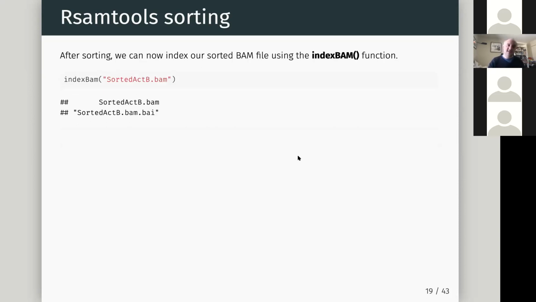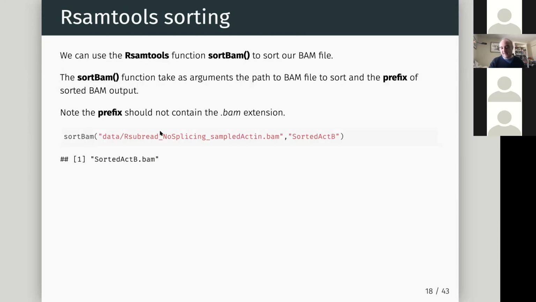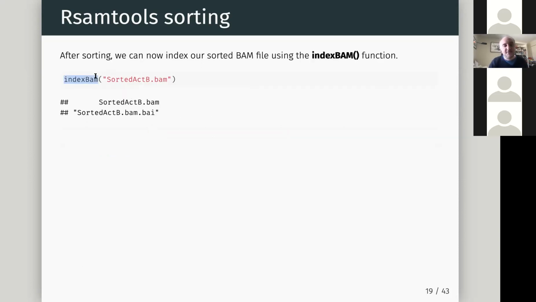As soon as we've done this sorting, we can then do the index. I think if you try and index before you sort, it's going to tell you off. It doesn't really want to index it like that. So if you do this at this point, it's then going to index the file and write to file sortedactinb.bam.bai. And this is your binary alignment index. Okay, so that's really the file we wanted.